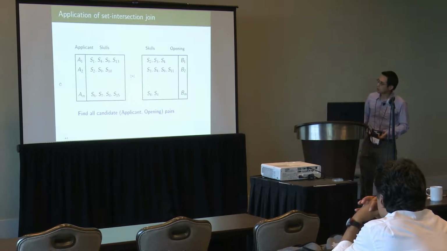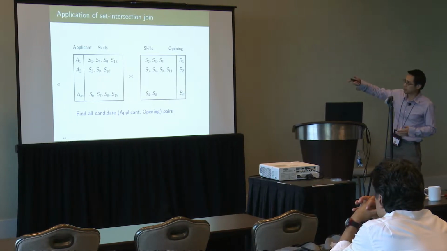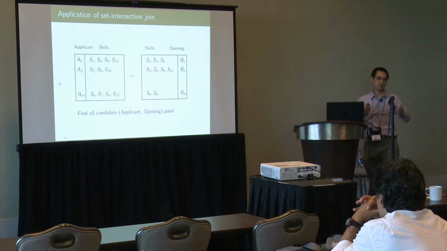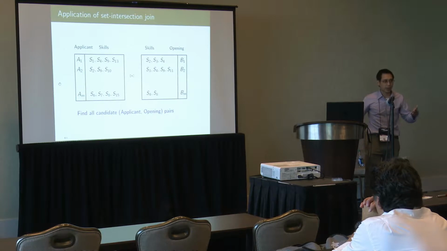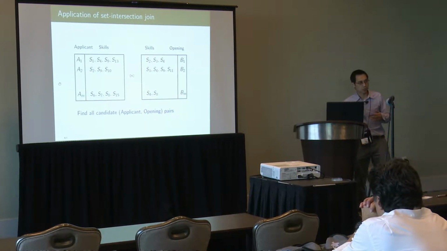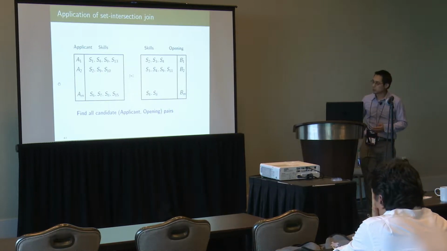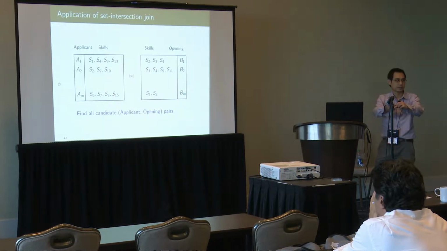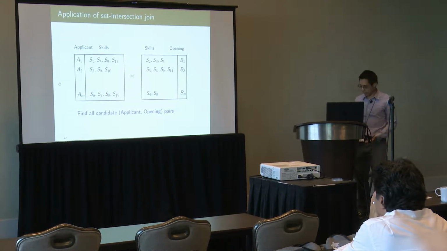This is an example application of set intersection join, in the setting of job applications. We have a number of applicants and a number of openings. Each applicant has a set of skills, and each opening also has a set of skills that the opening requires. Our goal is to find all the candidate applicant-opening pairs such that the applicant has at least one skill that the opening needs. Basically, we want to compute all A_i, B_j pairs that intersect. This is the application of set intersection join.